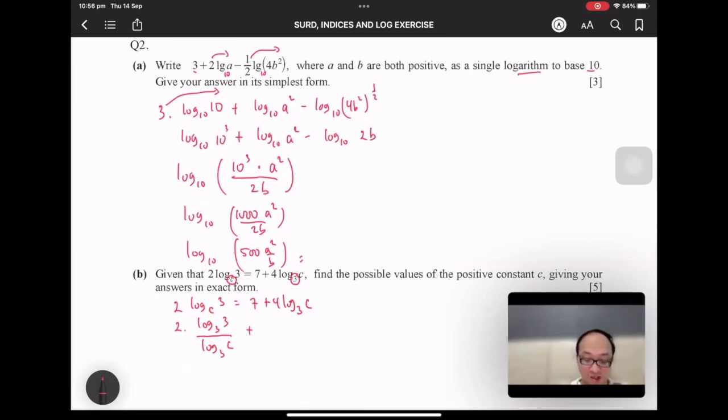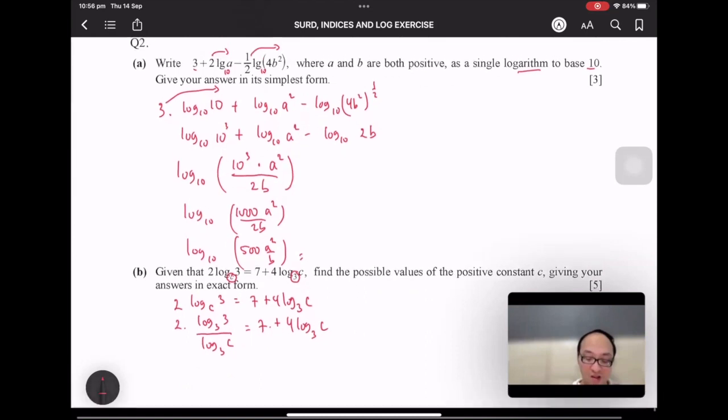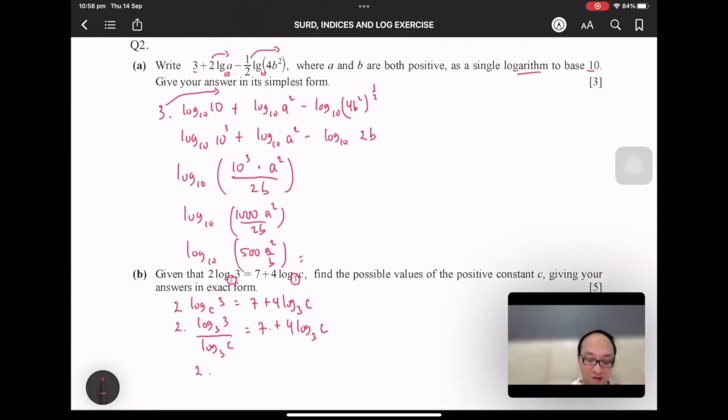Plus equals 7 plus 4 log base 3 of c. So in here, I will have 2 times 1 over log c equals 7 plus 4 log base 3 of c. And then I can change the log base 3 of c equals y.